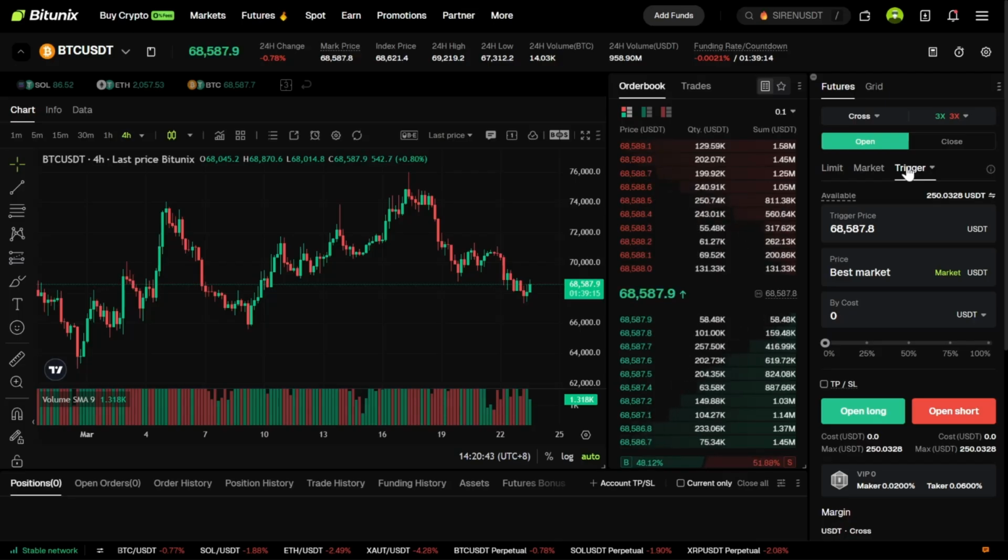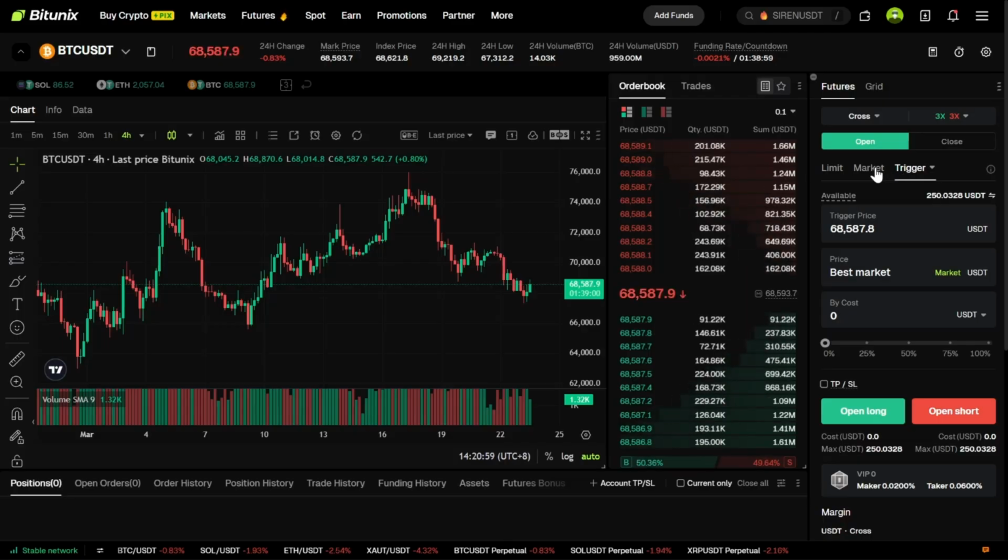A trigger order is different because it waits first, so it only activates when the price hits your trigger level, and then it places your market or limit order. Traders use trigger orders for things like stop losses and take profits so they don't have to sit there and watch the charts.